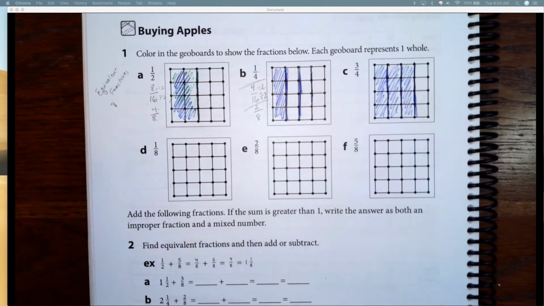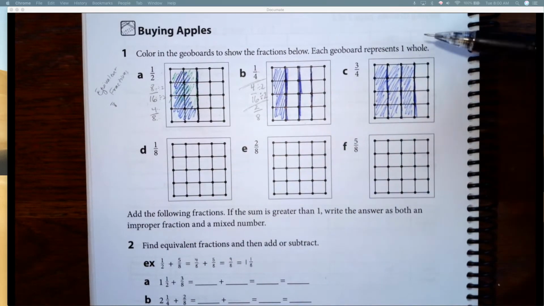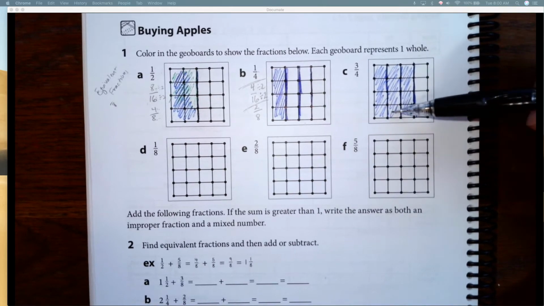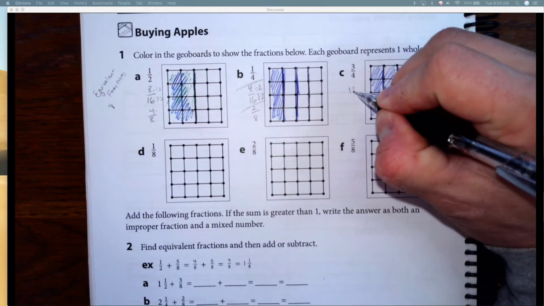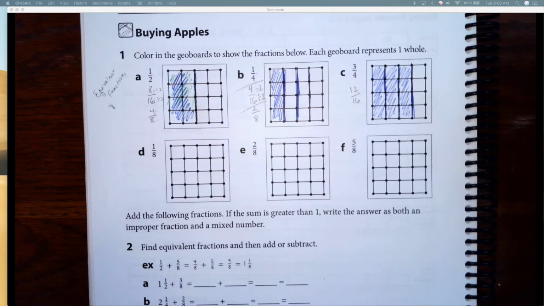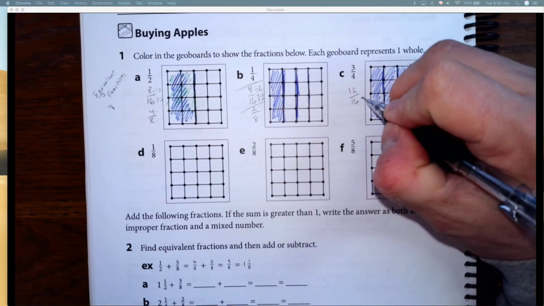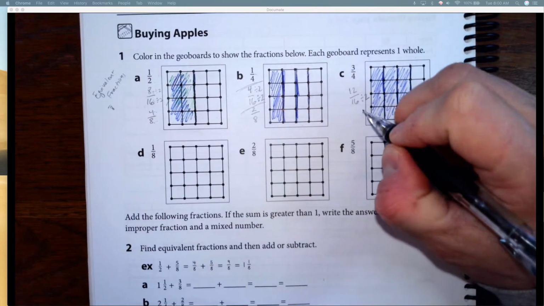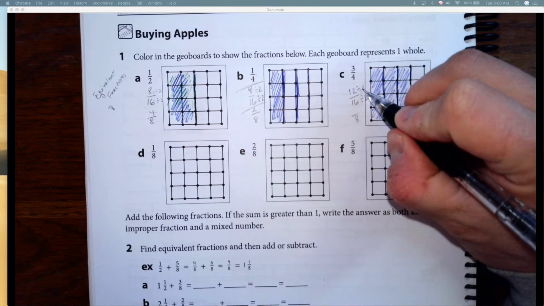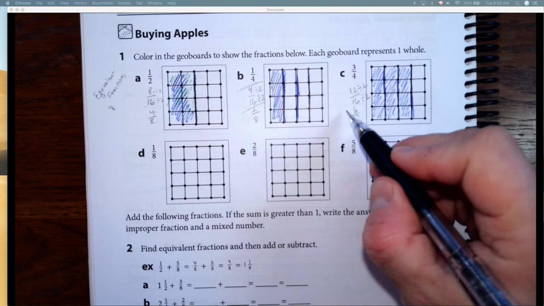Okay, now let's make our equivalent fractions. So how many sixteenths do we have? 1, 2, 3, 4, 5, 6, 7, 8, 9, 10, 11, 12. So we have 12 sixteenths. And let's make this into eighths again. So remember, if I cut my 16 into half, I get eighths. Whatever you do to the bottom, you got to do to the top.